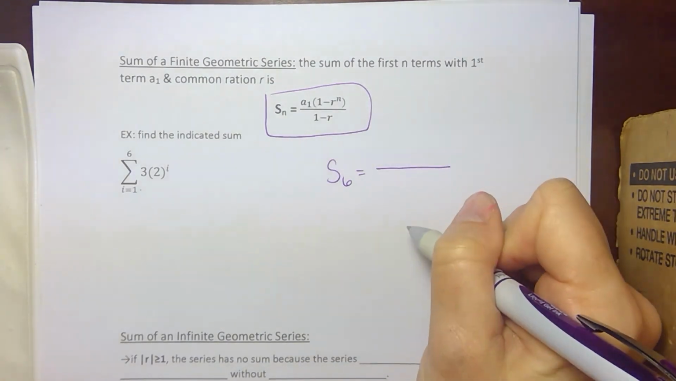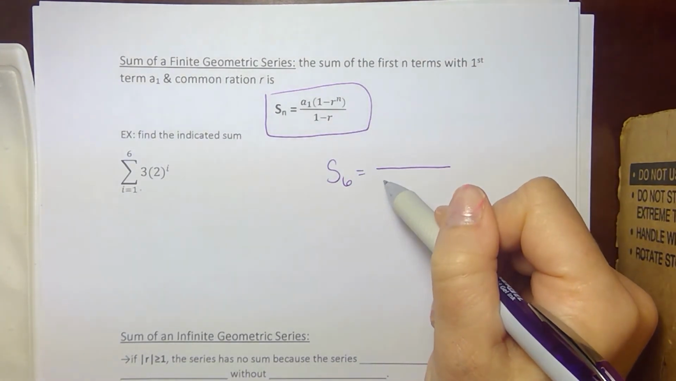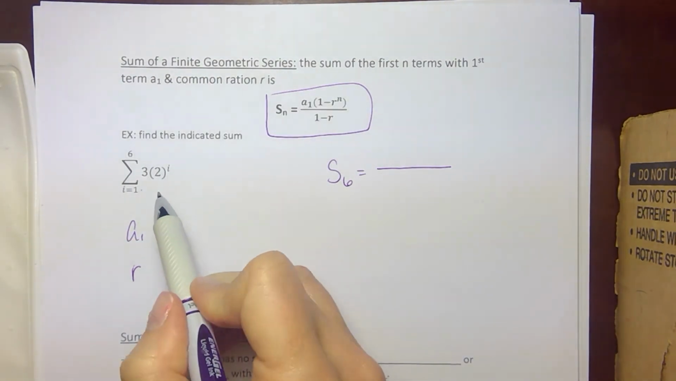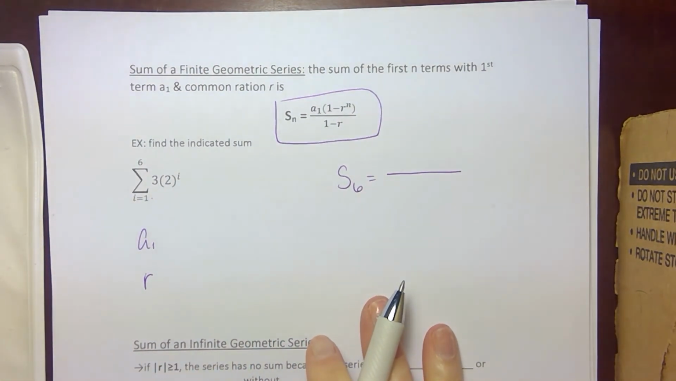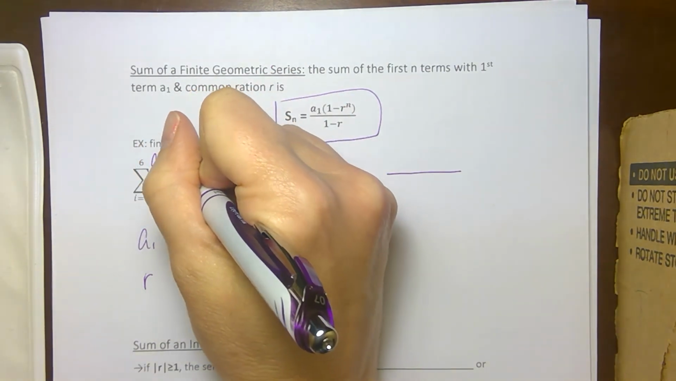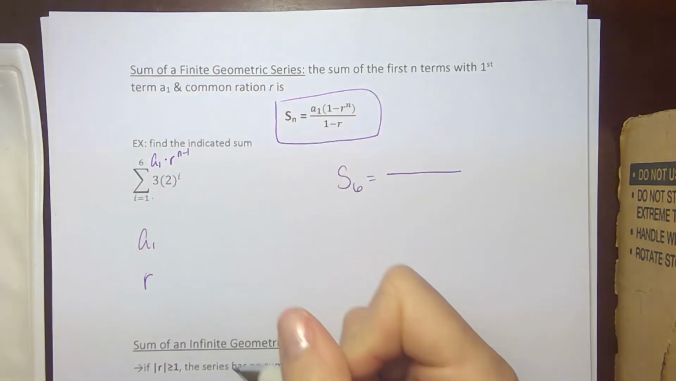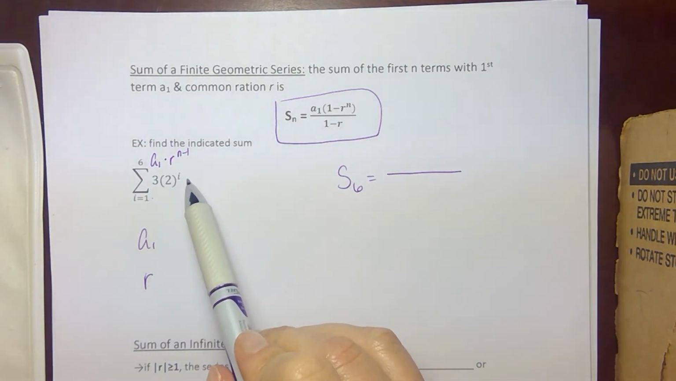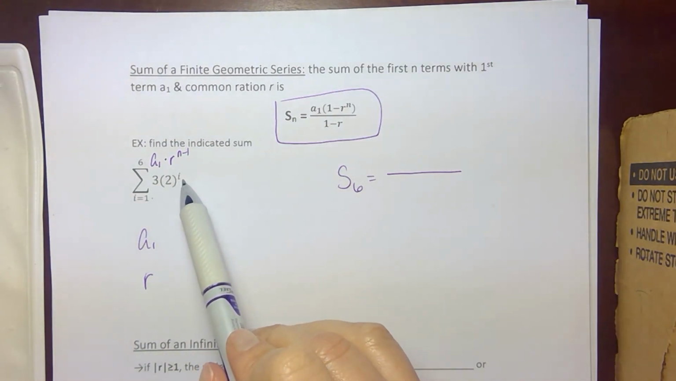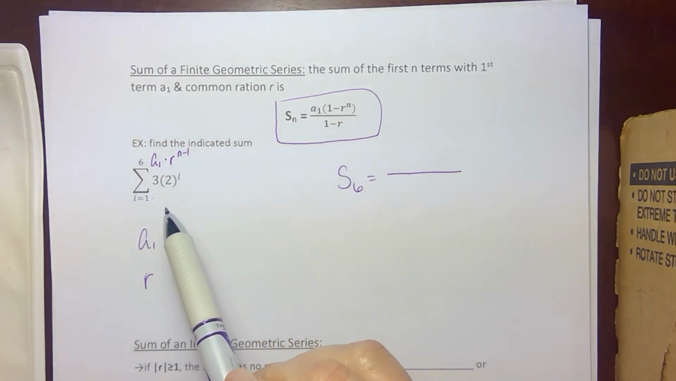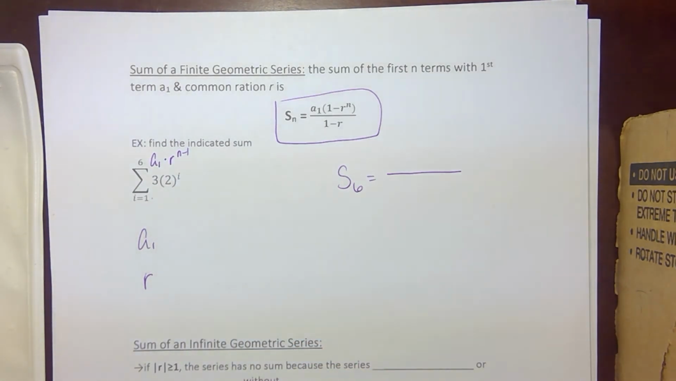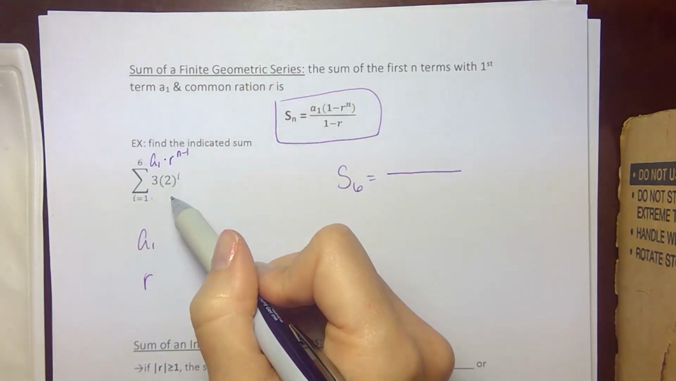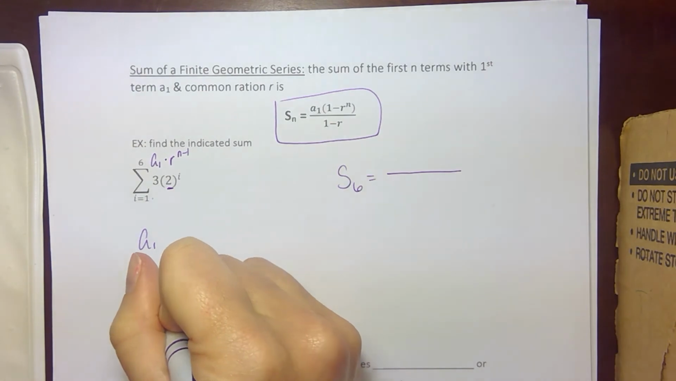And then I have a ratio over here. I need to know my first term, I need to know a sub 1, and I need to know r. Well, if you think about your general term, this is a sub 1 times r to the n minus 1. Now, notice that I don't have an exponent of n minus 1, which tells me that this 3 is not going to be my first term. I can't expect 3 to be my first term. I can, however, expect 2 to be my ratio.